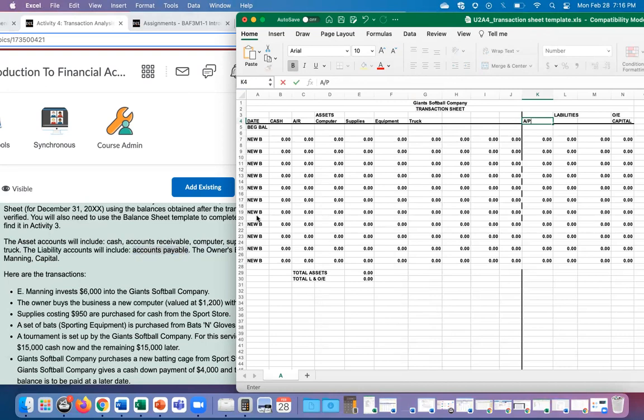And remember, as I said at the beginning of the video, every transaction will affect at least 2 accounts, and in some cases 3, but those are the more rare cases, especially in this practice one. Just be aware, though, that it can affect more than 2, but it can't affect less than 2. It's always got to be at least 2.